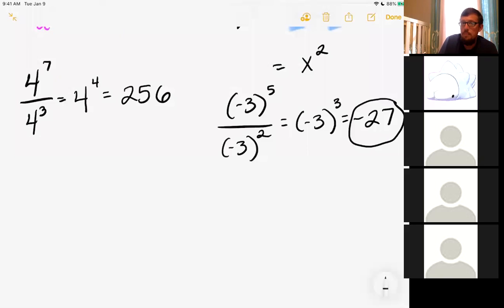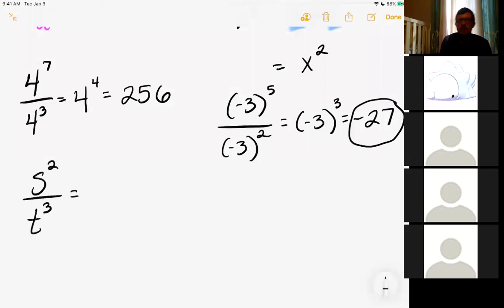Just like the product rule, this only works if the bases are the same. So for example, something like that, I can't put those together at all. There's nothing I can do there. The answer is just that. No simplification.